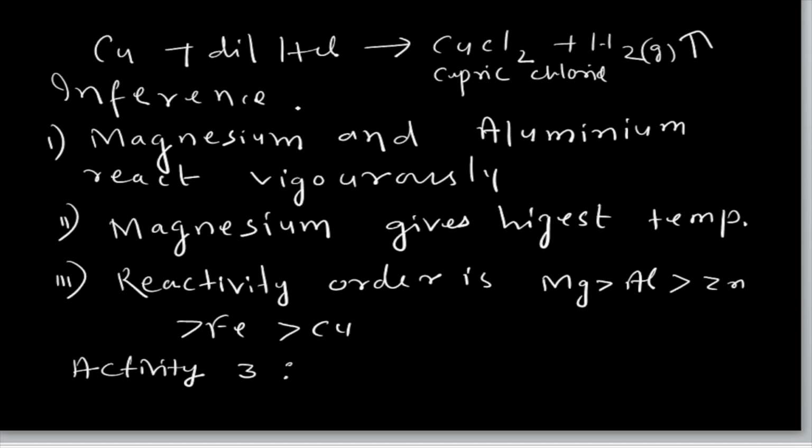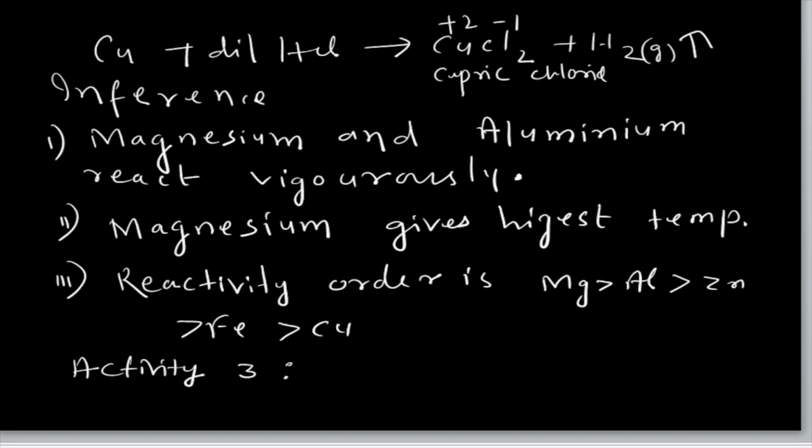And here since dilute HCl is used, what is the charge here? +2 and -1. Inference: what is the conclusion here? Magnesium and aluminum react vigorously when dilute hydrochloric acid is added in each test tube. That is the observation and the last inference: magnesium and aluminum react vigorously.